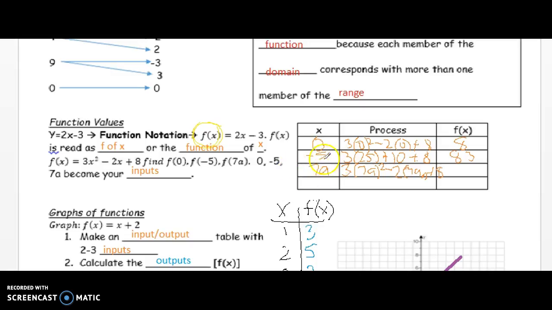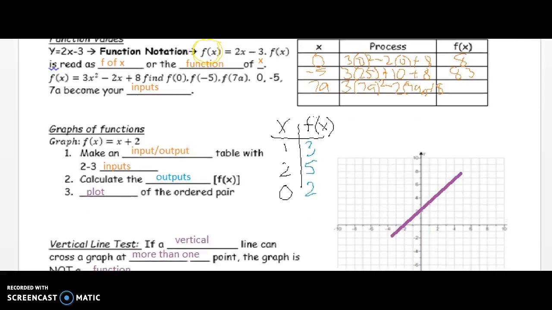Now with the 7a, it's a polynomial, so this becomes 3 times 49a squared minus 2 times 7a plus 8, and you would want to simplify that. But this is just showing you that whenever they give you this notation, like f of 0 or f of -5, they're wanting you to find the value of the function at that particular number, and that number becomes your input.